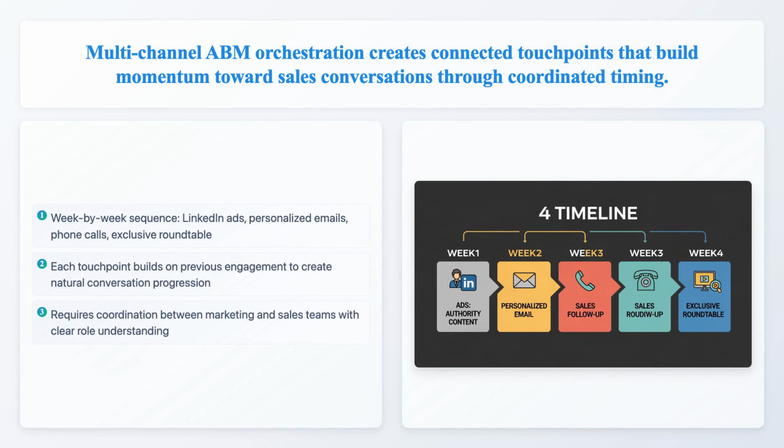The key is coordination between marketing and sales teams. Everyone must understand their role in the sequence and timing. Track engagement across all channels to identify the most responsive accounts for immediate sales focus.